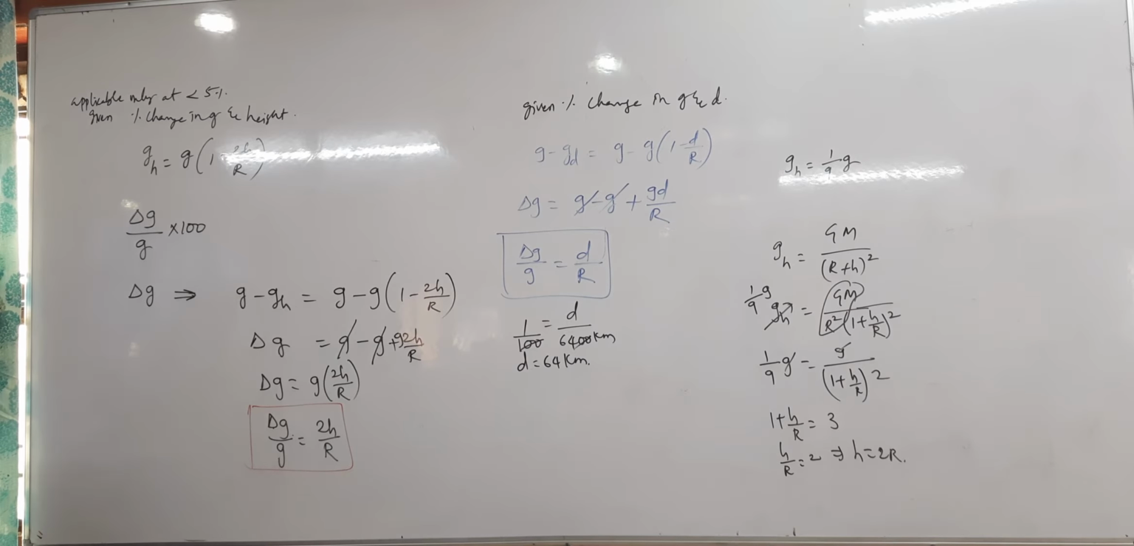How much? 3 by 4 R. Very good. Three by 4R is the correct answer. You got that? Only one formula. For height we are having how many formulas? 2 formulas. But for the depth how many formulas are there? Only one formula. Apply that. That's it. You will get the answer.